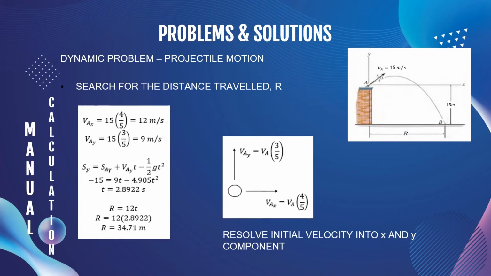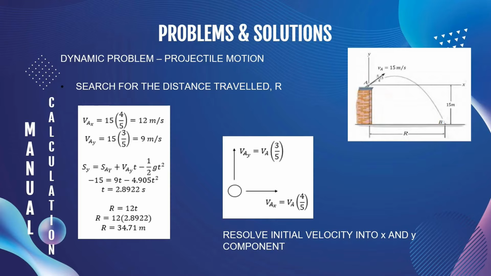Dynamic problem. It is related to projectile motion. We need to search for the distance traveled, the value of R. Given the initial velocity at a certain angle, VA is equal to 50 meters per second, and the height of the launch place is 50 meters. First of all, we need to resolve the initial velocity into x and y components. Vx is equal to 12 meters per second, and Vy is equal to 9 meters per second.